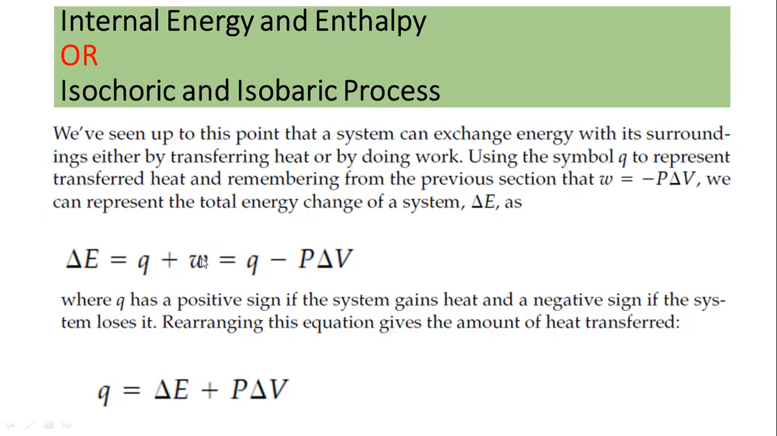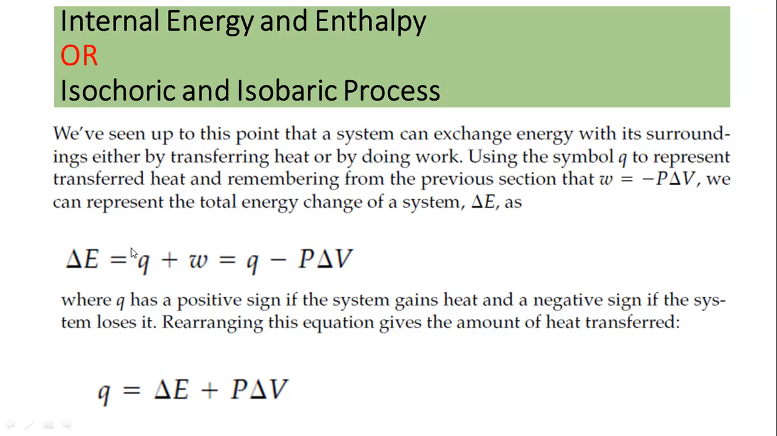There are two kinds of work, expansion or contraction, but here we are representing the pressure-volume work, and we derived this relationship in the previous video. So W is equal to minus P delta V, and delta E equals Q plus W. This is the first law of thermodynamics. Here I'm going to replace the work with minus P delta V, which we call the pressure-volume work.